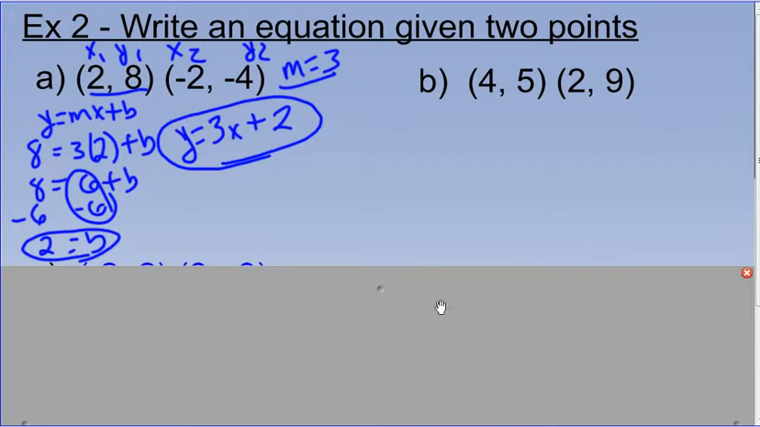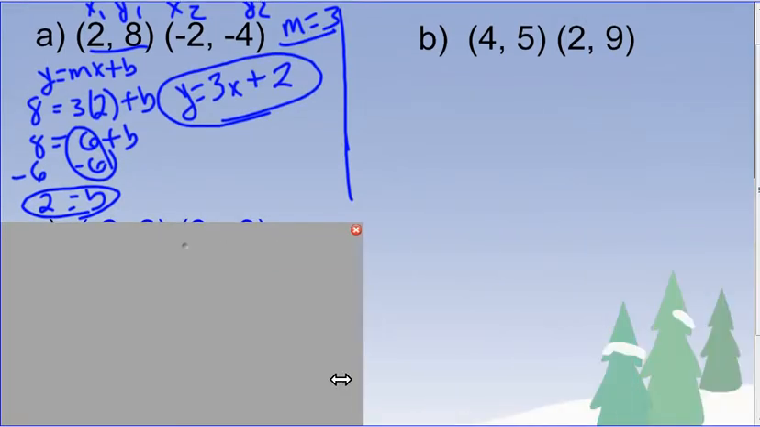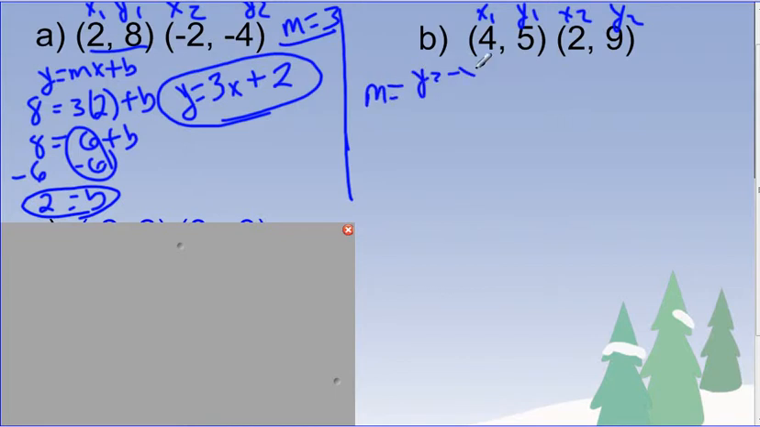Okay? Letter B. Let's do it all over again. I'm going to have more space here to use. So letter B. Well, let's start by finding the slope. We've got x1, y1, x2, y2. We've got m equals y2 minus y1 over x2 minus x1. That is the formula for the slope of a line.